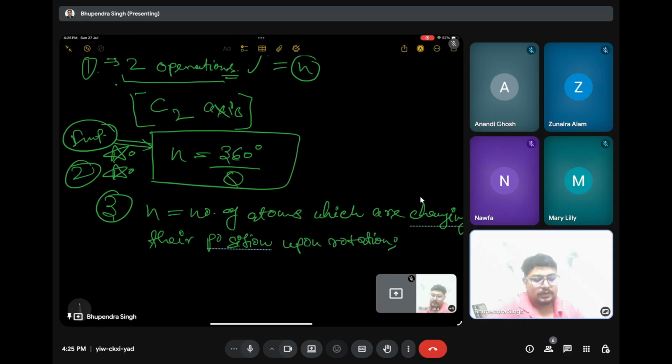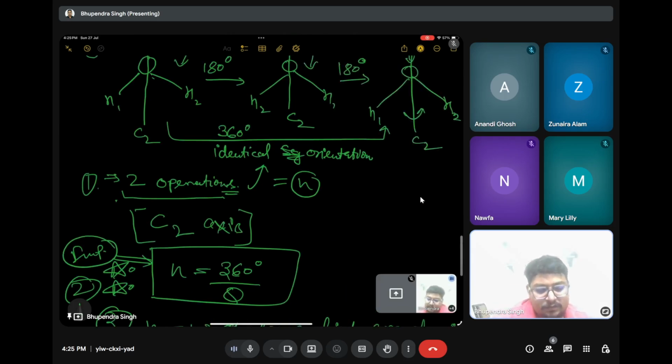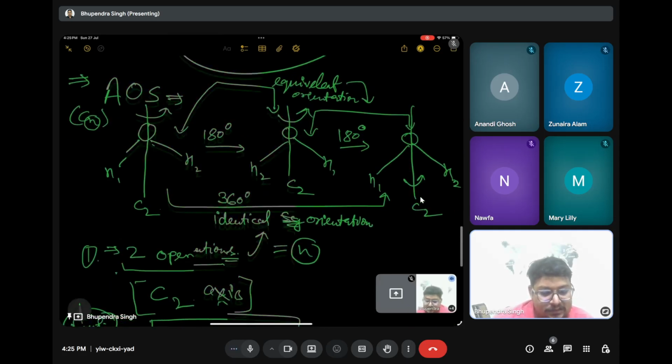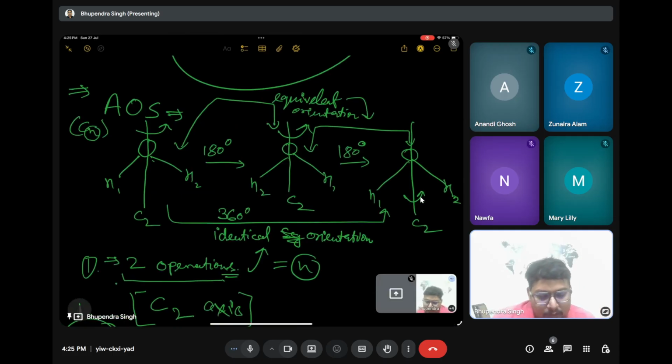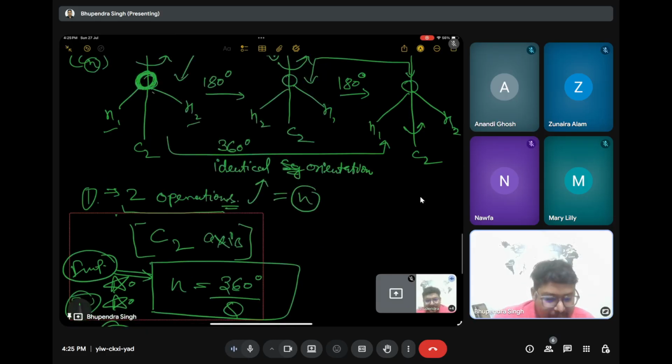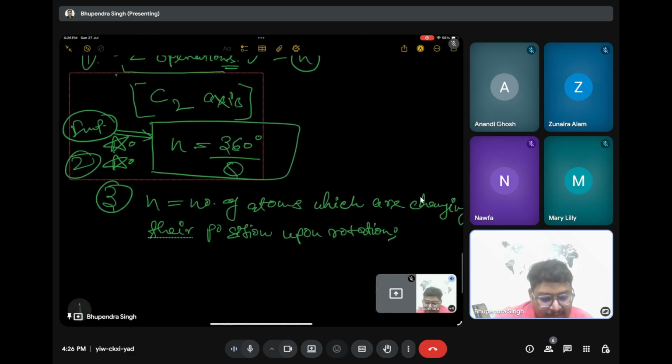Okay. If you clearly see our water molecule, how many atoms are changing by rotating the molecule? Oxygen is there only. The oxygen is constant, it is not changing its position. But if you see H1 and H2, these two hydrogen atoms are changing their position. So this is another way to actually determine this n. So two, H1 and H2, are changing their position.